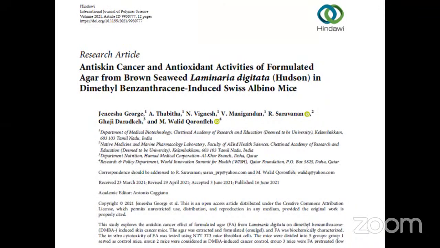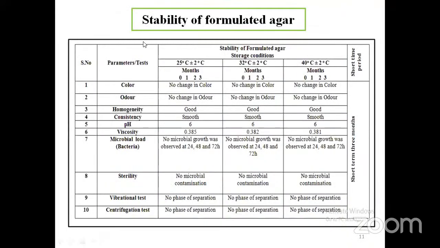So after formulation, it was taken to topical external application. Here, dimethyl benz[a]anthracene (DMBA) is a skin cancer-inducing chemical. After getting ethical clearance from the Chettinad Hospital and Research Institute, we took this formulated agar, and this picture shows the stability of the formulated agar which we tested in our laboratory.